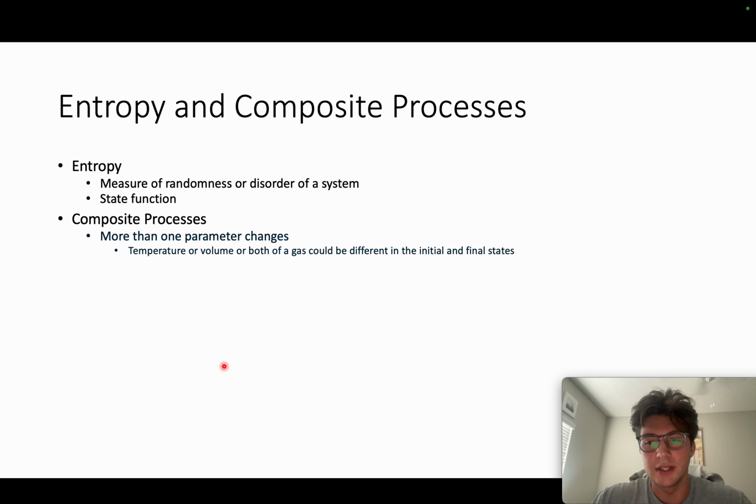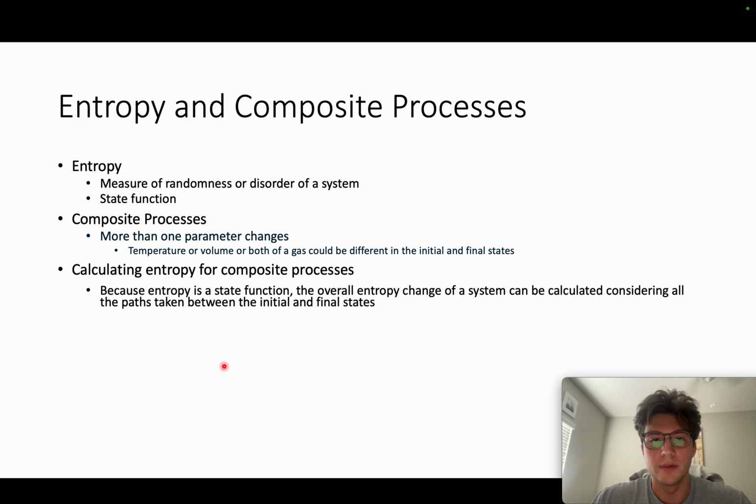This could be a change in the initial and final states when there's a difference in temperature or volume or both, or pressure. So to calculate the entropy change for a composite process where there's a change in temperature or volume or both, we're able to separate this composite process into different steps and then calculate the entropy change for each step to find the overall entropy change. And this is because entropy is a state function, so it's independent of the path between the initial and final states.